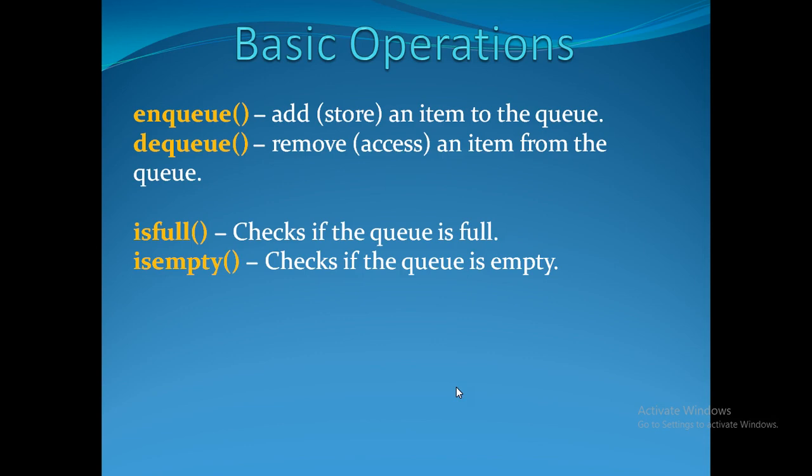Basic operations of queue: enqueue and dequeue. Enqueue is to add or store an element in the queue. Dequeue is to remove or access an item from the queue. So these are the two basic operations of a queue.